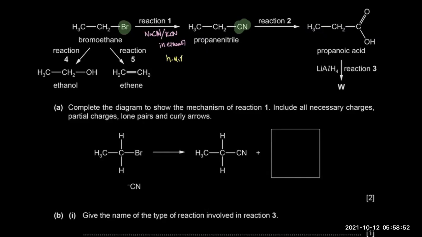What about reaction two? Converting a nitrile to an acid. What do we need for that? Dilute acid and heat under reflux. So you can use HCl. It can also be alkaline hydrolysis, for which you'll just use NaOH. In reaction 3, they've given us the reagent. We're reducing propanoic acid. What about reactions 4 and 5?